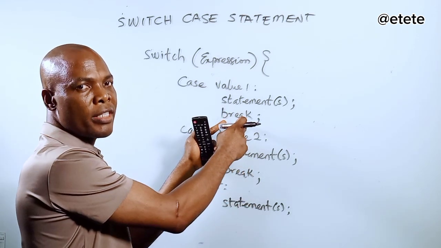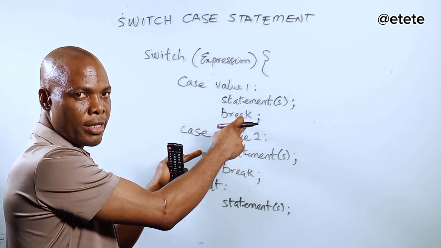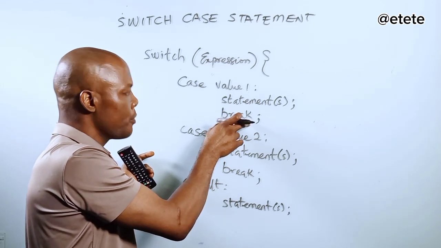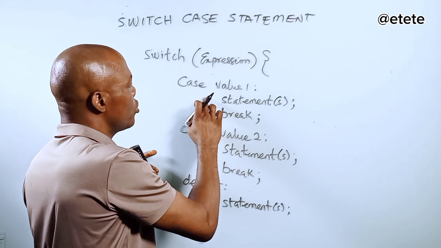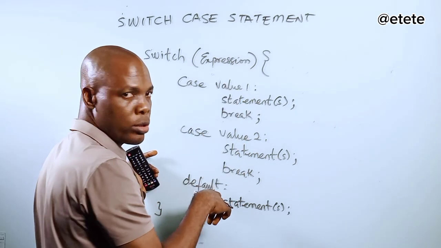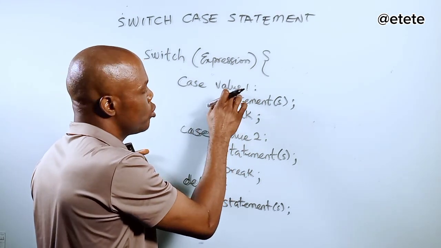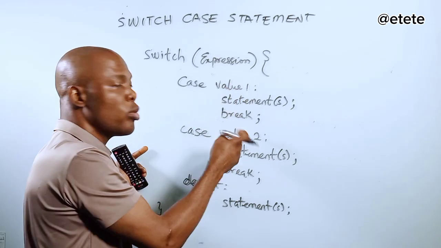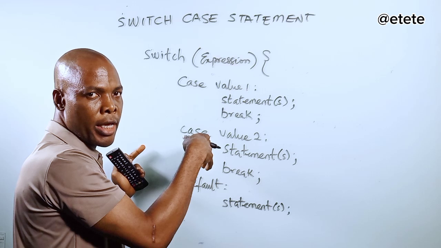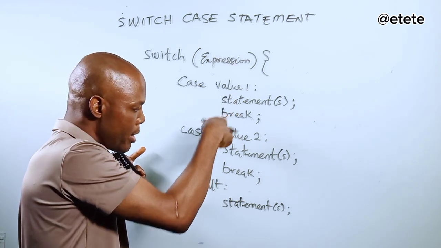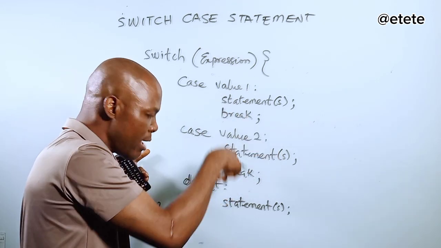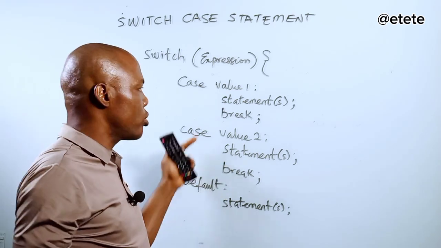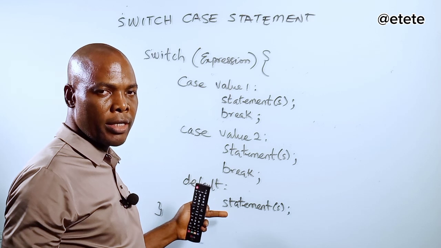Now, why do you need the break statement inside each of the cases? If you don't have this break statement here, it means that execution is going to flow downward. If this is true with this expression, it will carry out this statement. Then it will not come out of this case. It will flow to the next case, print out what is in the next case, then flow to the next one. So that will give you a wrong output because it's going to execute everything inside the cases.